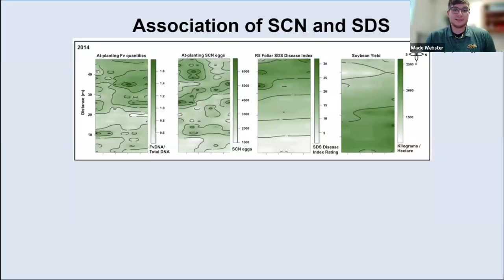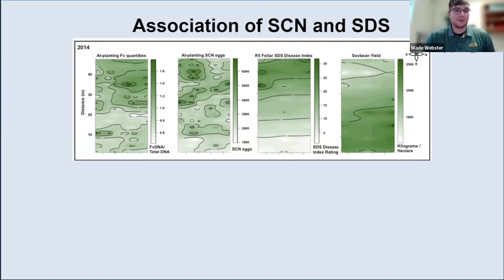Now, SDS also has a very strong association with soybean cyst nematode, or SCN. And this is one of the main concerns that I have about SDS developing here, because especially in the eastern side of the state or in the Red River Valley, we have very high levels of SCN, some of the highest in the country, actually, for soybean production regions.